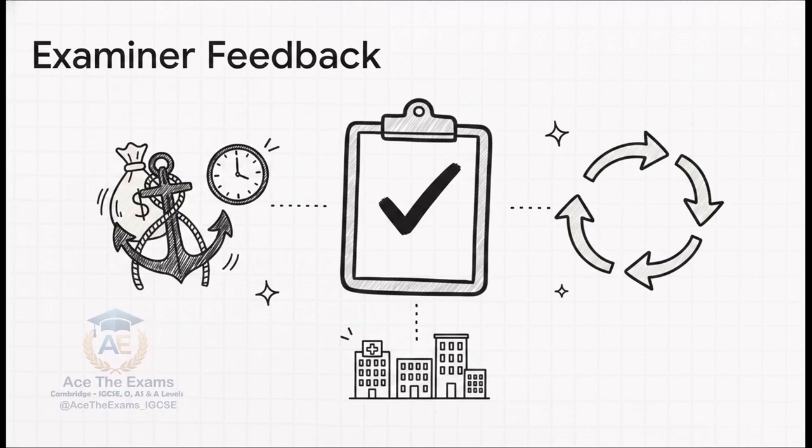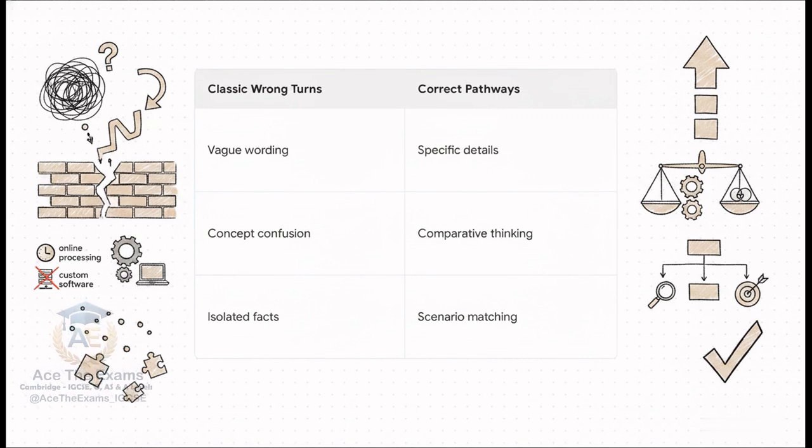Examiners reward specificity, they reward real-world transfer, they want to see that you actually understand how these technologies work in real workplaces, hospitals, or financial services. When you evaluate your own answers, you'll start to see a massive difference between classic wrong turns and correct pathways. A huge trap is concept confusion. Students constantly mix up online processing with real-time processing, or custom software with off-the-shelf software, which just leaves them writing down a bunch of isolated facts. The correct pathway requires comparative thinking and scenario matching. Don't just name a technique. Explain how it works compared to an alternative, and match it directly to the exact scenario you're given.